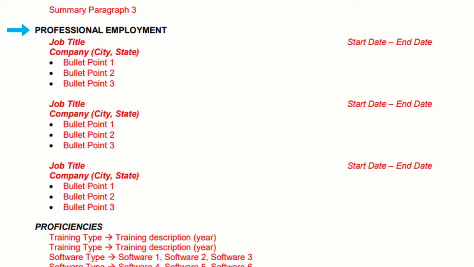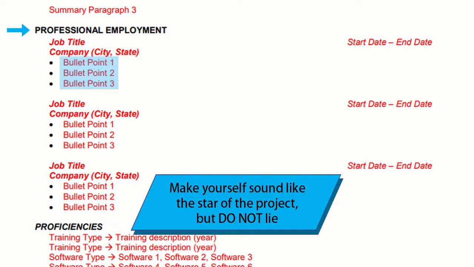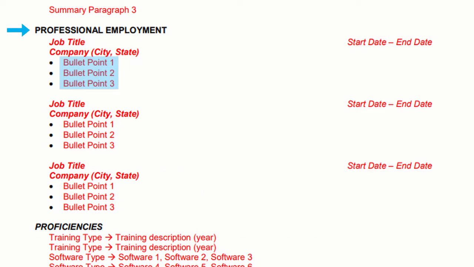Let's continue on. Before the bullet points, make sure to mention your official job title, the company you worked at and their location, and the date range when you worked there. For the bullet points, you want to describe your main role and tasks for the job using precise and descriptive vocabulary. Be very clear with what you say because the hiring manager will most likely know absolutely nothing about your previous job. And aim at making yourself sound good and important and the star of the project, but definitely do not lie. I would aim to have at least 3 bullet points and no more than 5 per job.